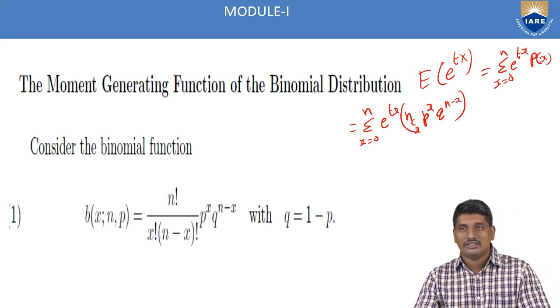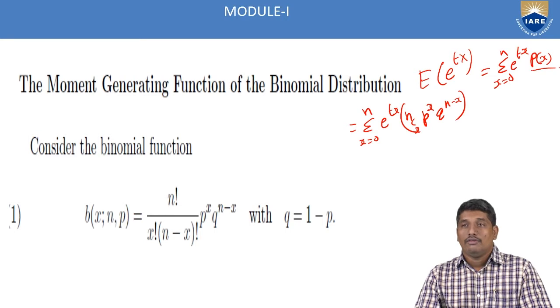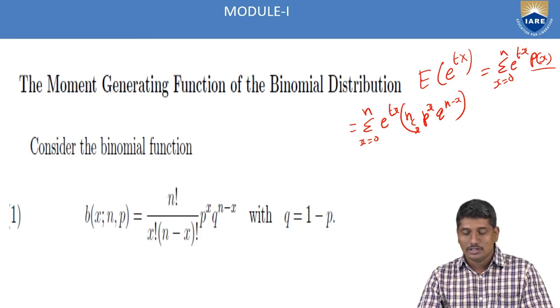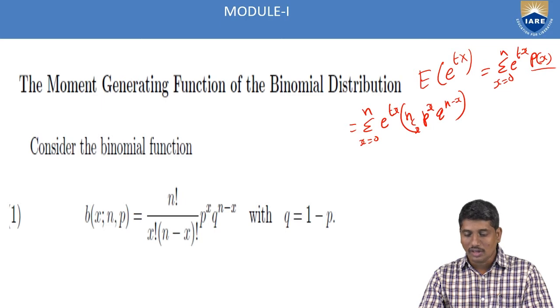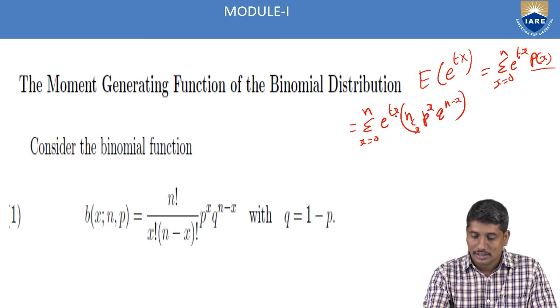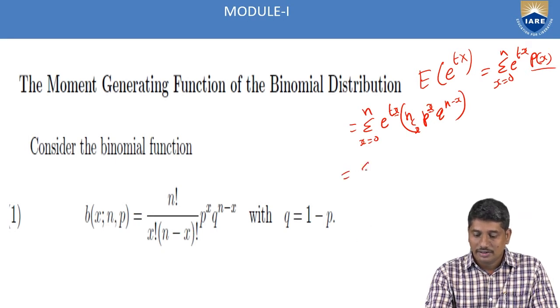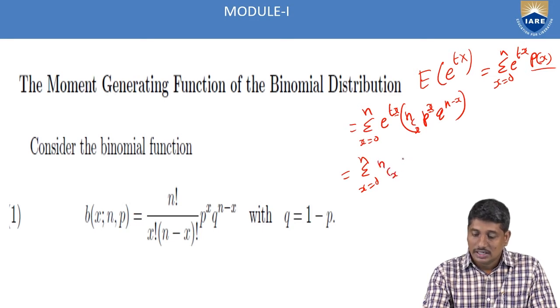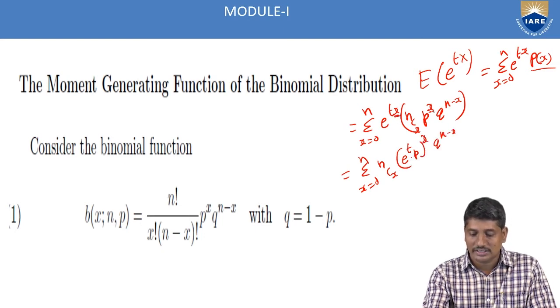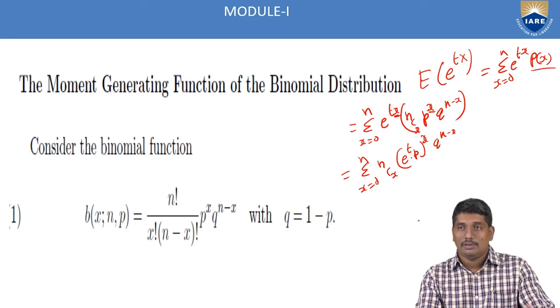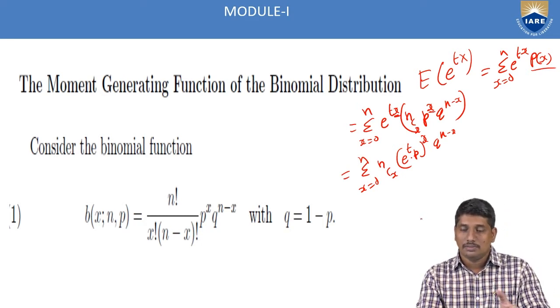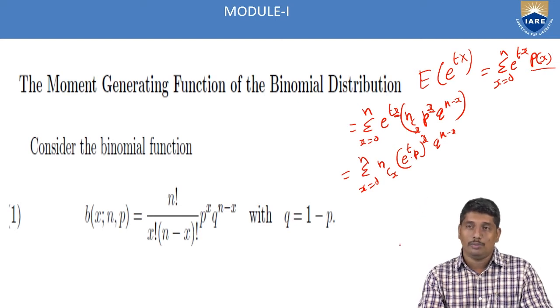That means we have substituted the binomial function formula, nCx p^x q^(n-x). Now, if you look keenly at this, the power x and the power x, we can club them. We can rewrite it as the summation, x equal to 0 to n, of nCx (e^t p)^x q^(n-x). As the powers are x, we can club the base, that is (e^t p) whole power x.